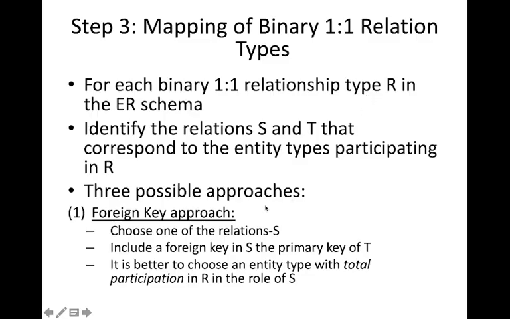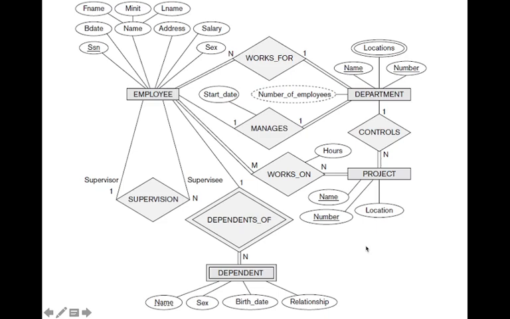Okay, so what we have to do? We have to include a foreign key in S, the primary key of T. We have already formed a department table, so we have to include a foreign key in department. What should be the foreign key? It should be the primary key of this one. So we have to include this SSN in department.